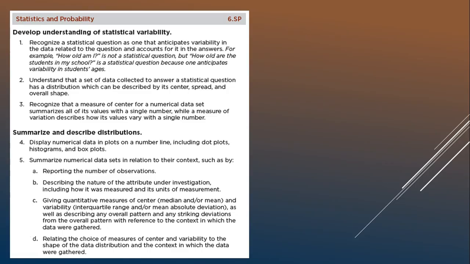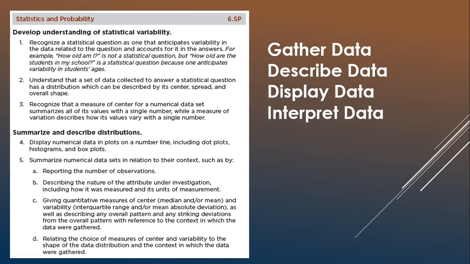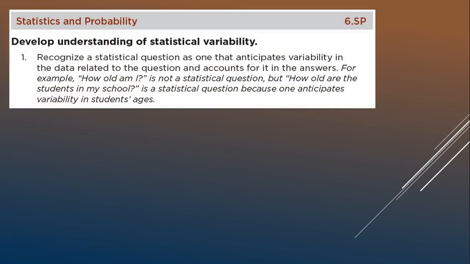Students begin studying statistics and probability in 6th grade. They have to look at how to gather data, how to describe data, how to display data, and how to interpret the data. Now we'll look at ways to describe and display and interpret data a little bit later on, but right now we're going to focus on gathering data.